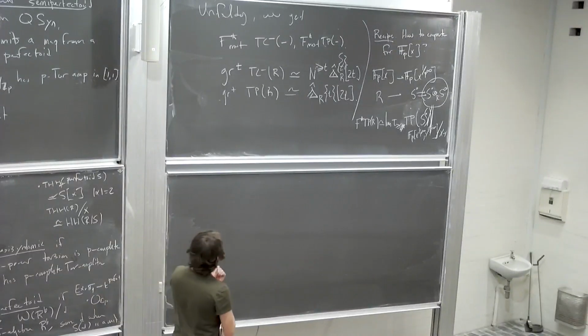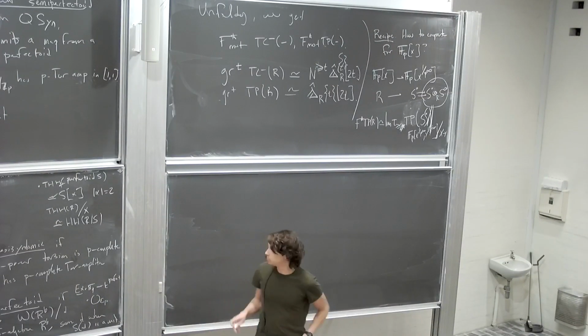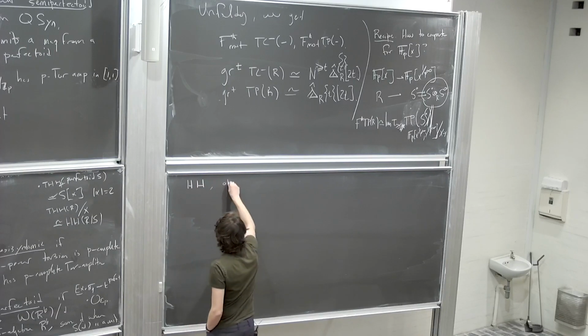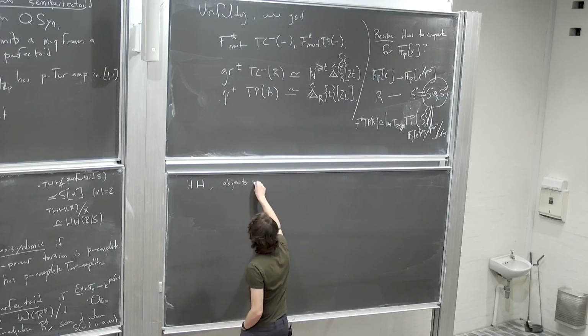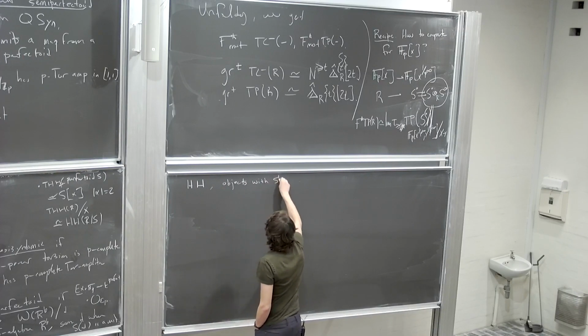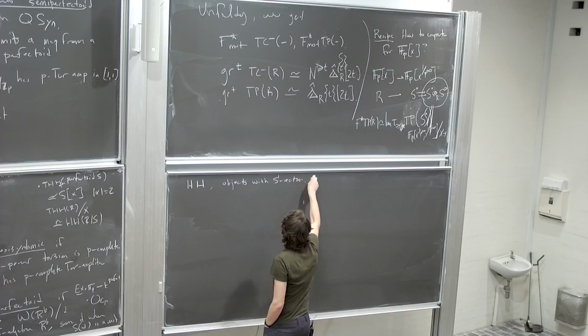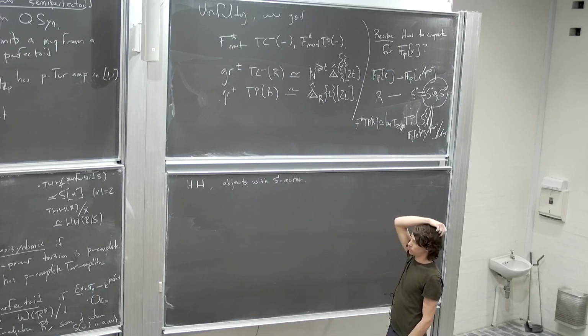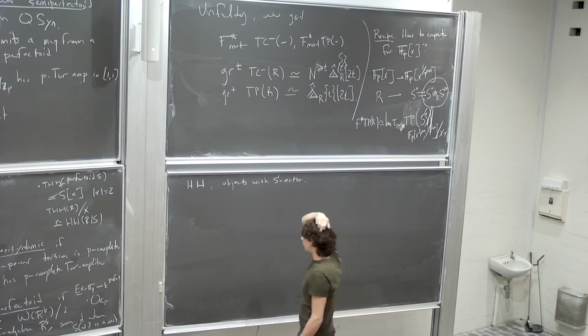Okay, so now let me switch gears and talk about Hochschild homology. So Hochschild homology and objects with S^1 action. And I want to give another perspective, a non-descent perspective, on this connection between Hochschild homology and de Rham cohomology.